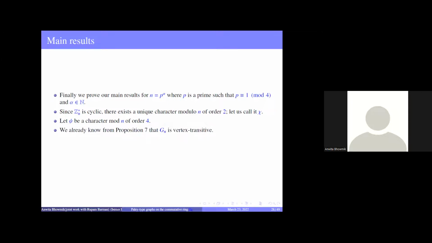Now we already know that Gn was vertex transitive, and it turns out that if we take this subgraph H, which is induced by the set of squares in Zn star, then H also becomes vertex transitive. Why did we take this H? In order to calculate the number of complete subgraphs of a particular order, if we use the property that the graph is vertex transitive, then we can reduce the calculation to the number of complete subgraphs of a lesser order. It will turn out that the lesser order will lead us to H.